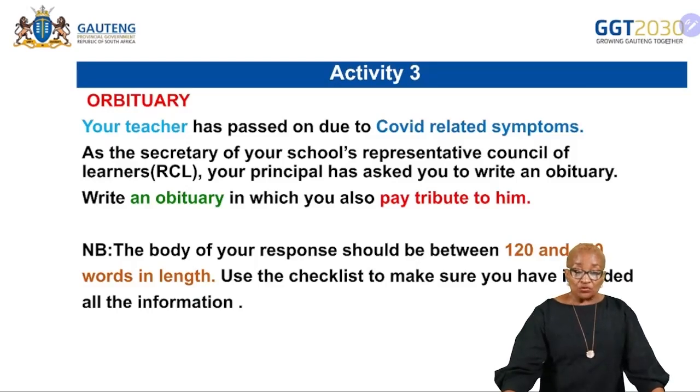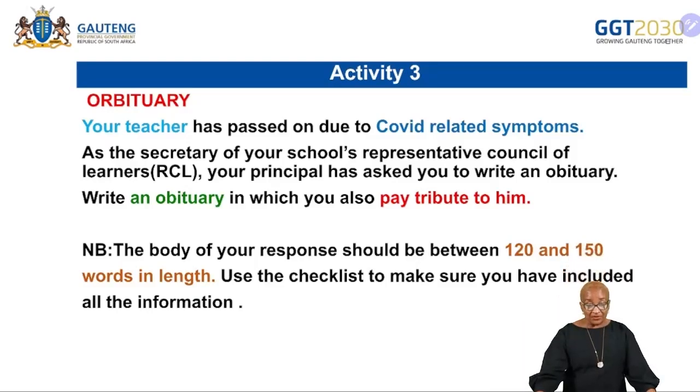Your teacher has passed on due to COVID-related symptoms. As the secretary of your school's representative council of learners, your principal has asked you to write an obituary. Write an obituary in which you also pay tribute to him. This is very important. The body of your response should be between 120 and 150 words in length. Use the checklist to make sure you have included all the information. So that's another activity that you need to embark on at the end of this presentation.